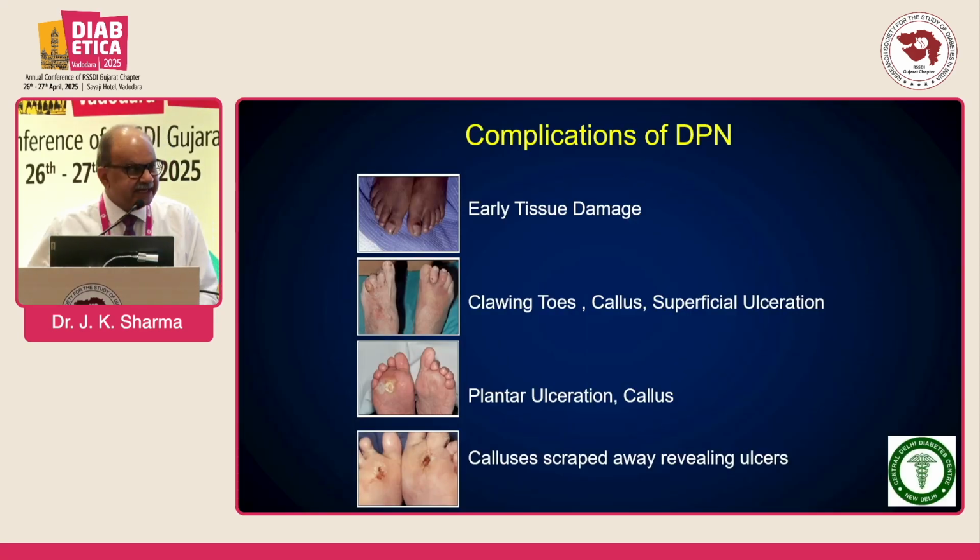Now, what are the complications of diabetic peripheral neuropathy? Early tissue damage, clawing of toes, callus, superficial ulceration, plantar ulceration, callus cells scraped away, revealing ulcers. And there are very senior people who consider that if the doctor has not examined the feet of a diabetic patient, it means the doctor has not examined or not seen the patient. So you have to look, every time you have to look at the feet of the patient.